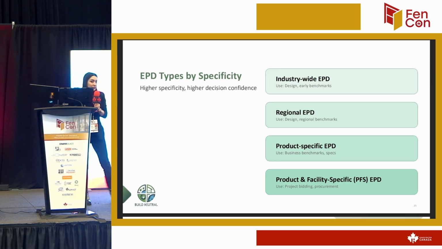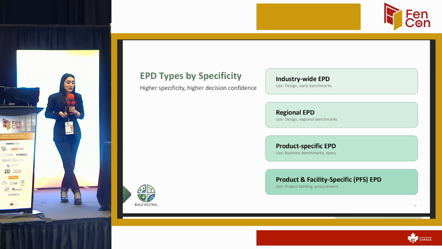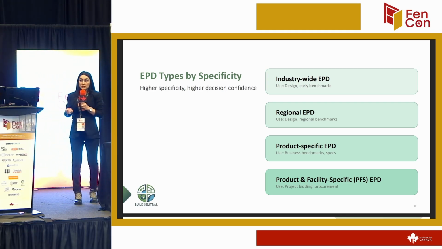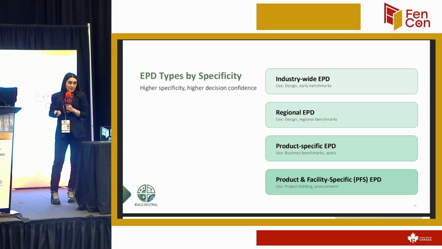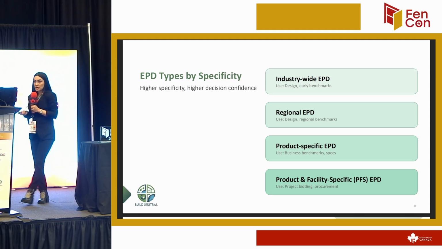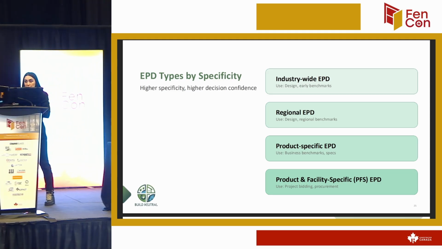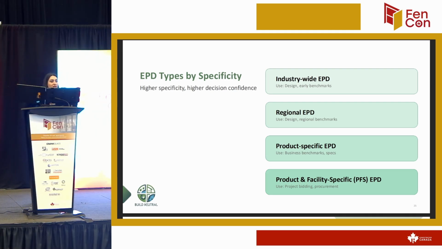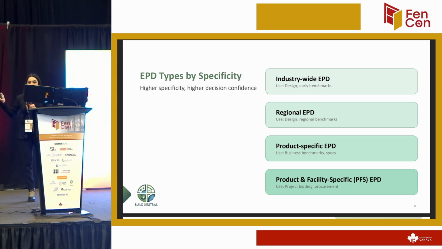We have different EPDs. Some PCRs, for example, allow industry EPDs, some don't. Again, the PCR rules us. So we have industry-wide EPDs, where we collect all the data from all the manufacturers, and then we average them, for example, weighted average them, and then say, okay, this is the global warming potential of the fenestration industry in Canada.